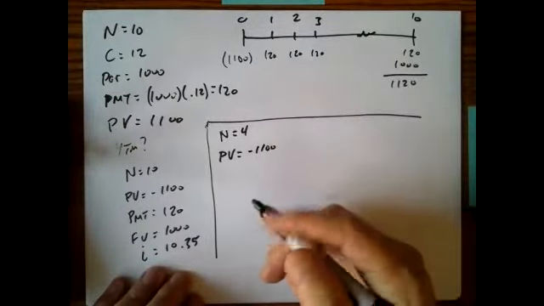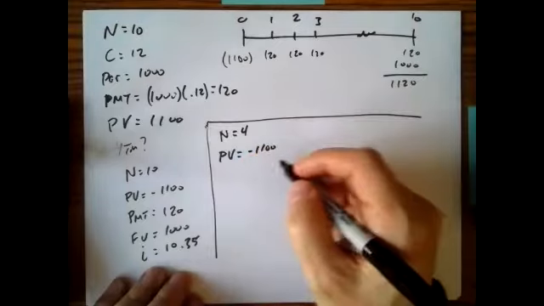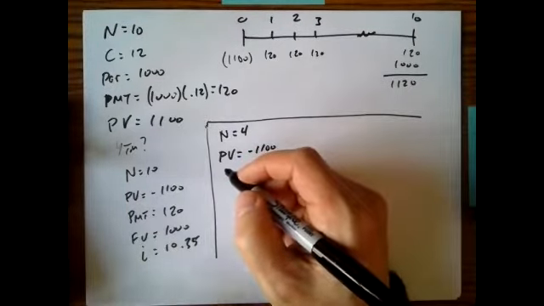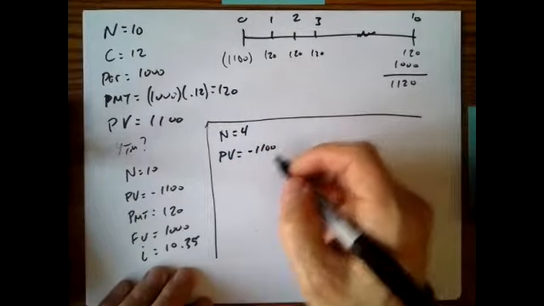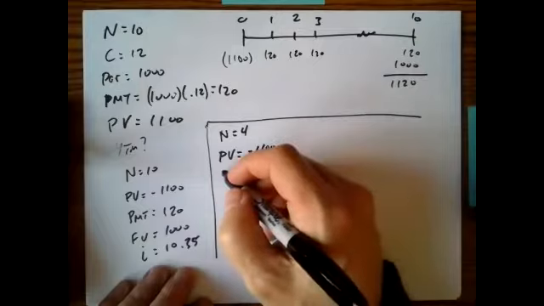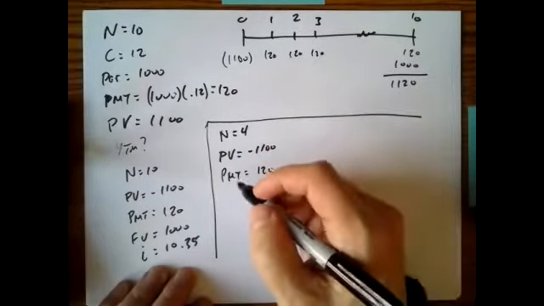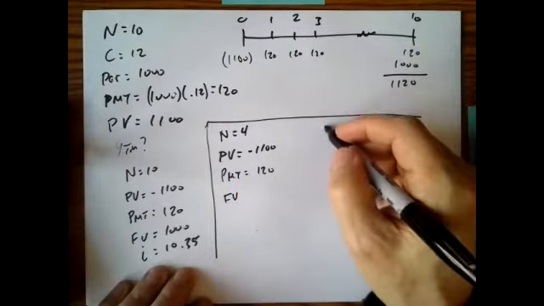We're buying the bond for 1,100, and you have to put in a negative sign when you use the financial calculator. If you're doing this in Excel, you don't have to do it that way. The payment is still 120. However, the future value is going to be different.